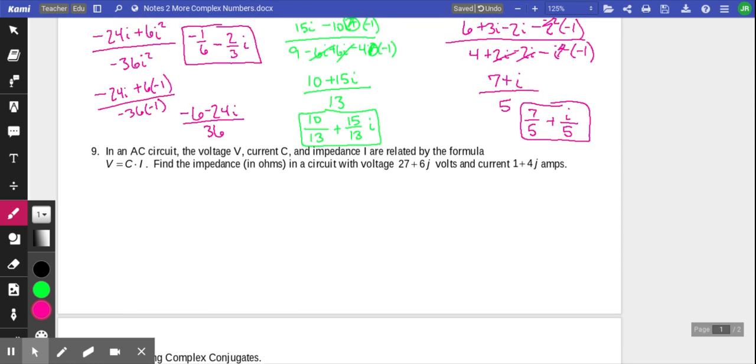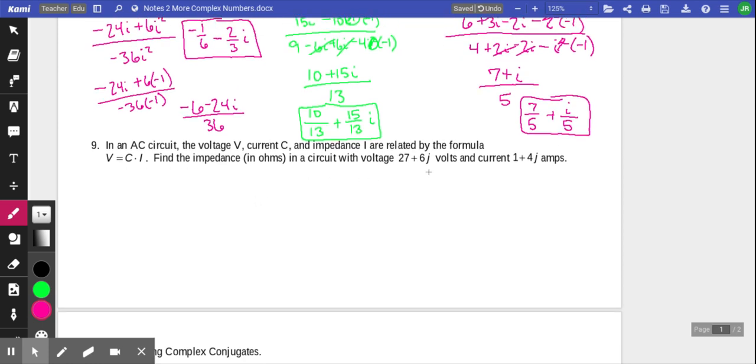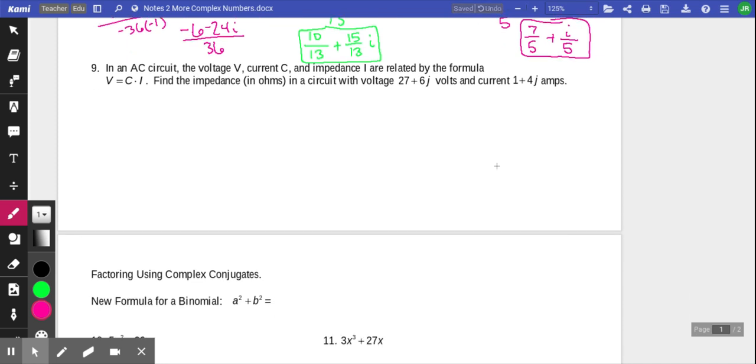All right, the next one is much of the same. If you want to see this one worked out, go to the notes. But here I'm dividing, which means I multiply by the complex conjugate. So if you want to see this worked out, you can. I'm going to move on to the next topics.